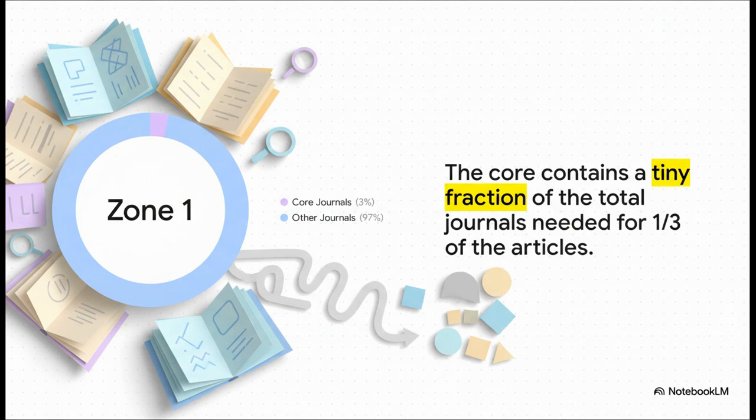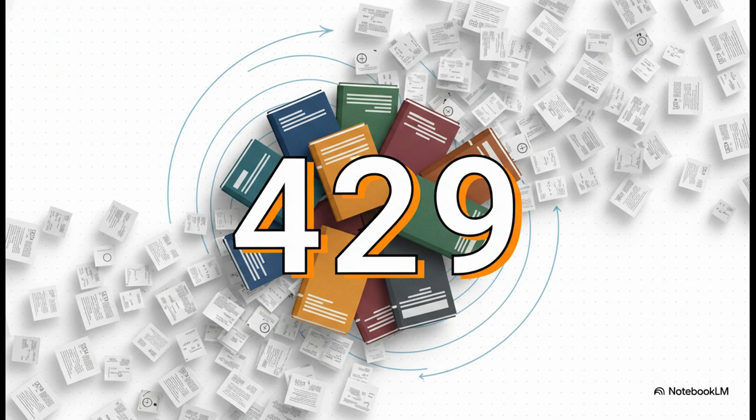All right, let's start with zone 1, the core. Now get this. To find the first third of all the relevant articles, they only had to look at 9 journals. Just 9. That's it. That's a super manageable number, right? Just 3% of all the sources they looked at. And those 9 core journals produced 429 articles. That's nearly a third of all the information, all concentrated in this one tiny, super productive little cluster.